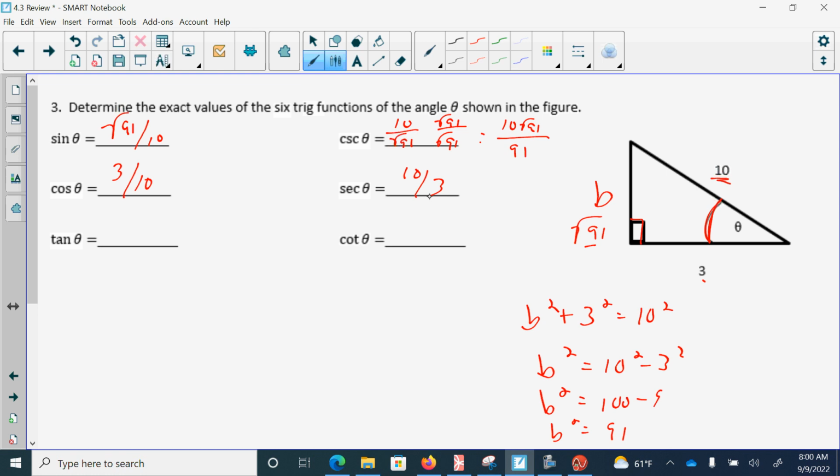To find the tangent, it's the opposite over adjacent, so the square root of 91 over 3. To find the cotangent, I'm going to flip that, so 3 over the square root of 91. Then I have to rationalize, and I'm going to end up with 3 times the square root of 91 all over 91. And that's how I find my 6 trig functions.